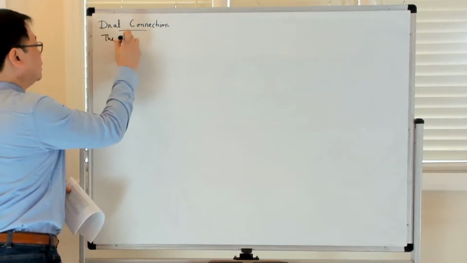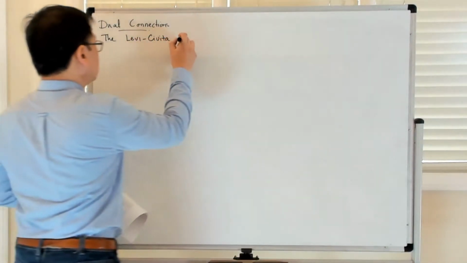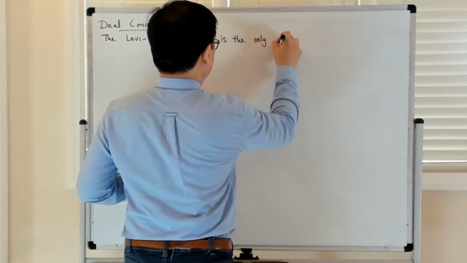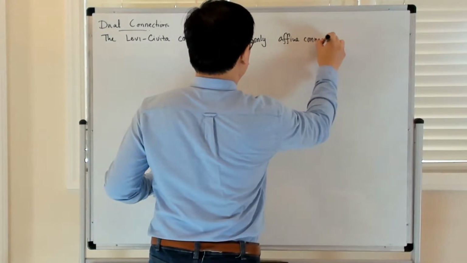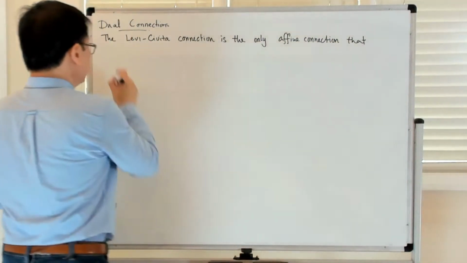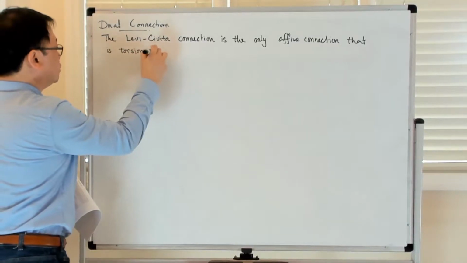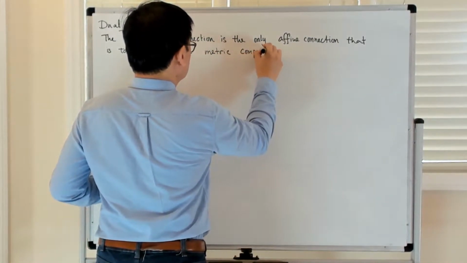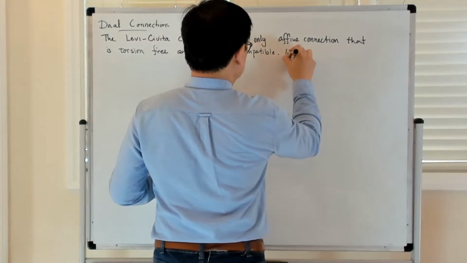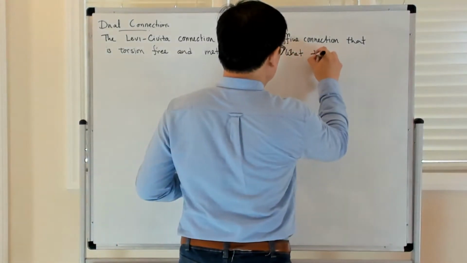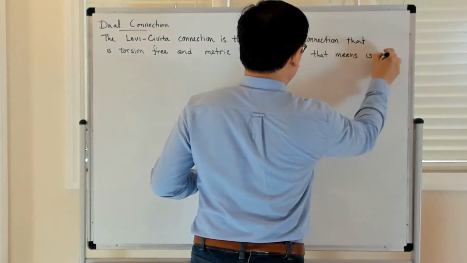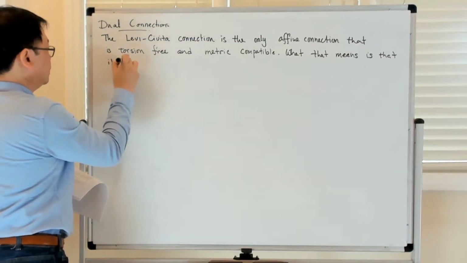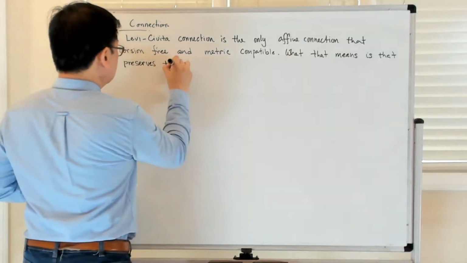So the Levi-Civita connection is the only affine connection that is torsion-free and metric compatible. And so what that means, in particular, with regards to metric compatible, is that it preserves the metric under parallel transport.